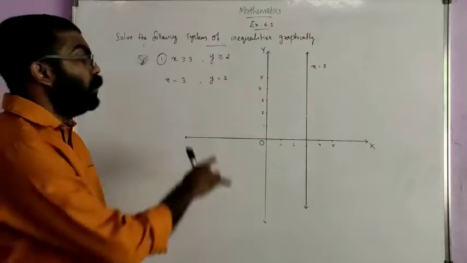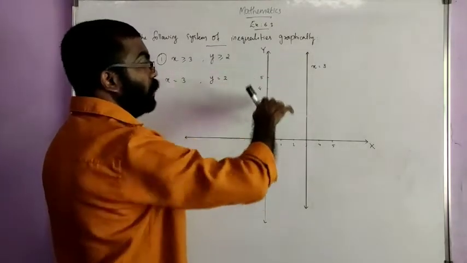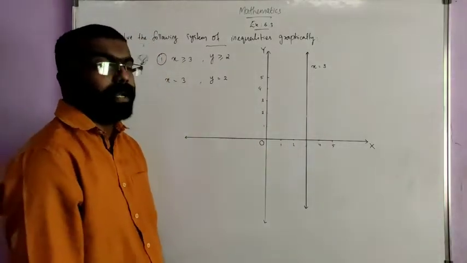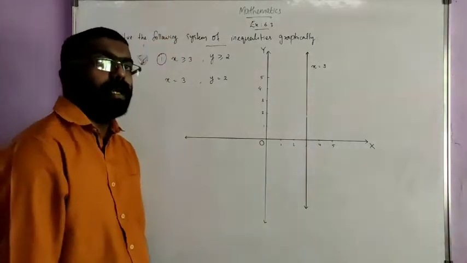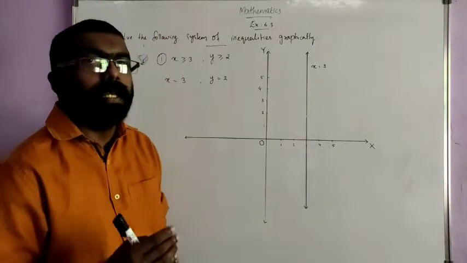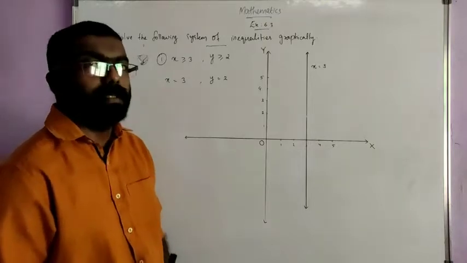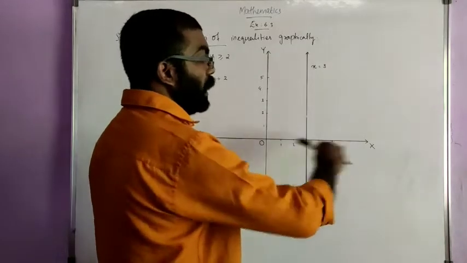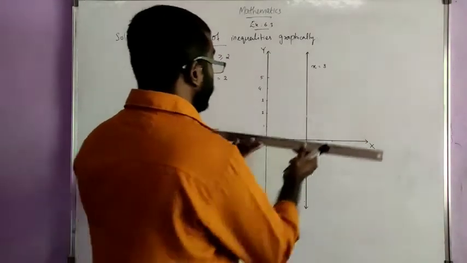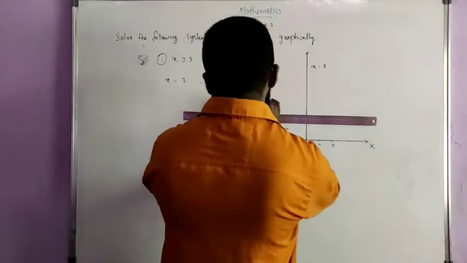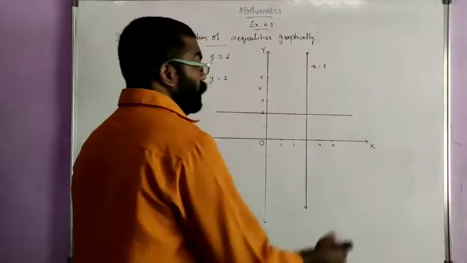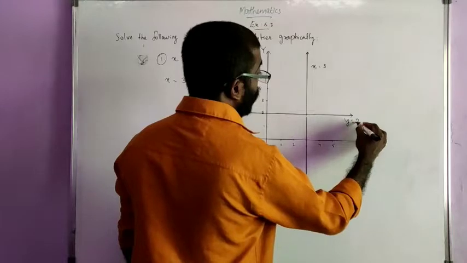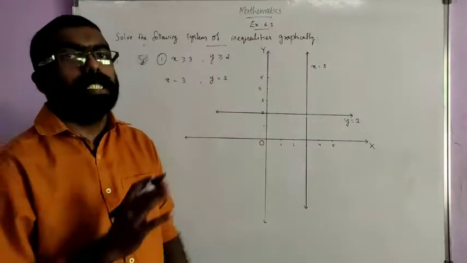And the second one is y is equal to 2. So we can consider the y axis, and through the number 2 we have to draw a straight line which is parallel to the x axis, because y is equal to a is a line which is parallel to the x axis. So here we can draw a line through the number 2 which is parallel to the x axis. Clear? So this line will represent y is equal to 2. Okay, so this is the first step.